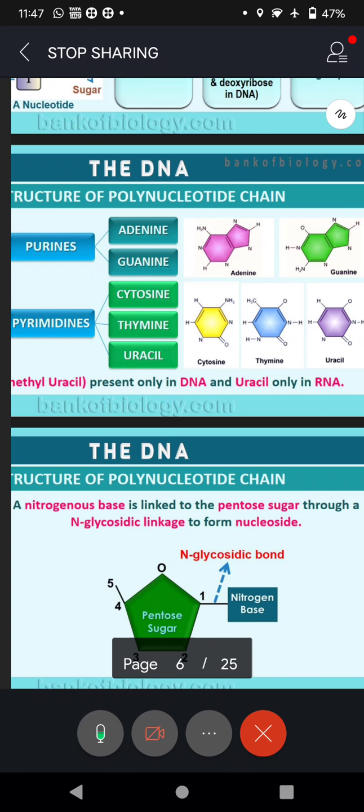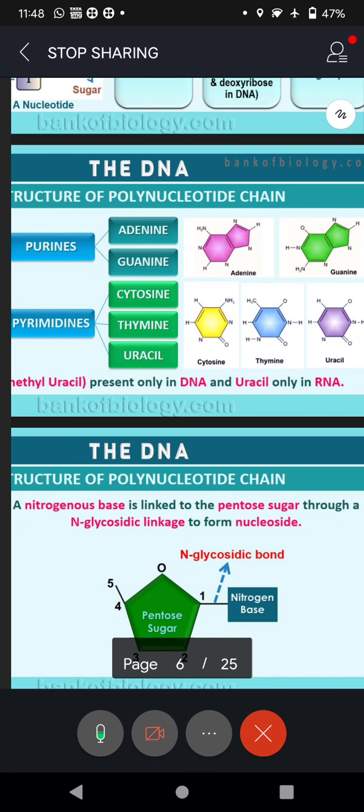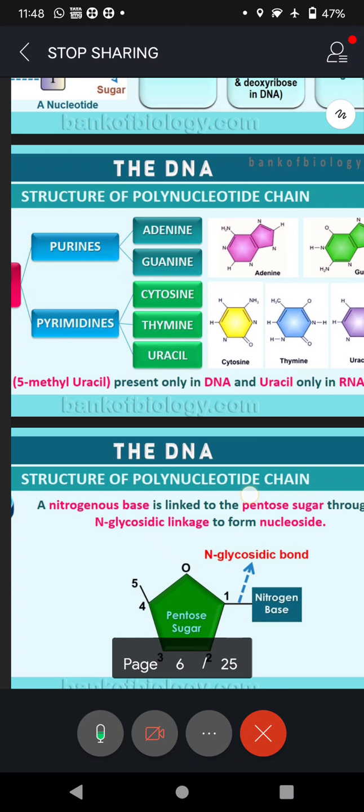So, the abbreviation for purines, you should remember it as GAP, G-A-P. G for guanine, A for adenine, and these two are purines. Okay? And the second one is pyrimidine. And how many are there? Three are there: cytosine, thymine, uracil.